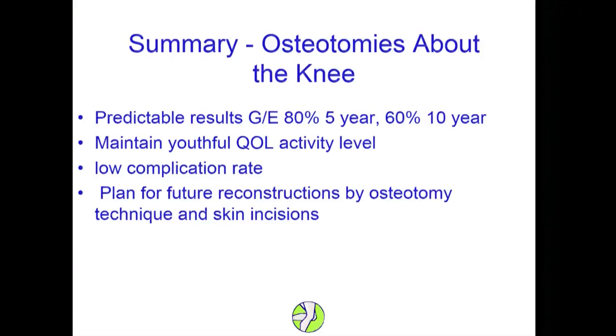So in summary, osteotomies around the knee, predictable good and excellent results in about 80% at 5 years, 60% at 10 years. You can maintain youthful quality of life and activity level because there's no implant-related restrictions. Low complication rate if you just think about the structures that are around there and just go slow. And you can plan for future reconstructions by the osteotomy technique, not distorting the femoral or the tibial anatomy, and by the skin incisions you use.